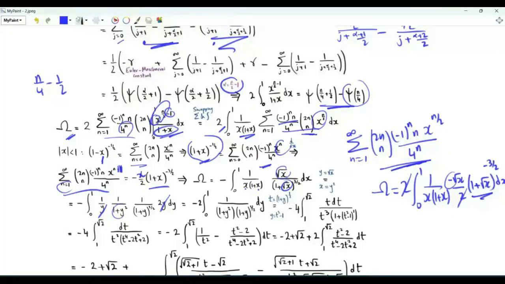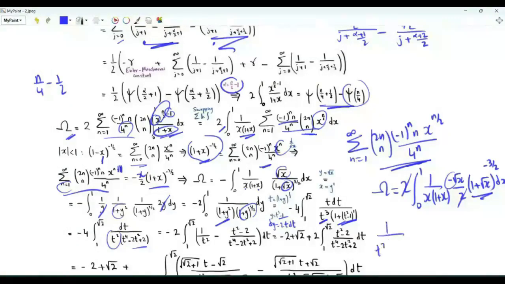Let's use another substitution. t equal to (1 + y)^(1/2), which means that y is t² − 1. When y is 0, t is 1. When y is 1, t is √2. dy is 2t dt. This term becomes t³. This one becomes 1 plus the square of t² − 1. Omega is −4 integral t from 1 to √2, 1 over t². When we expand this, we get t⁴ − 2t² + 2.